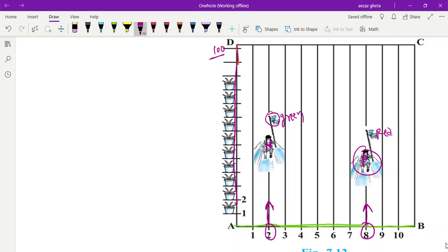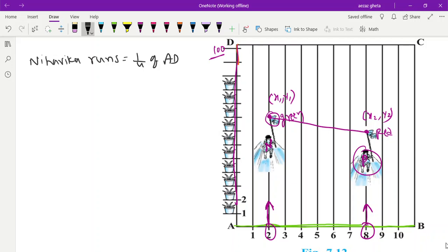To find the distance between this flag and this flag, we need to use the distance formula. For that you need x1, y1, x2, y2. So let us find the coordinates of Niharika. She runs 1/4 of AD. 1/4 of 100 is 25. So the coordinate of Niharika, she is running on the second line, so (2, 25).